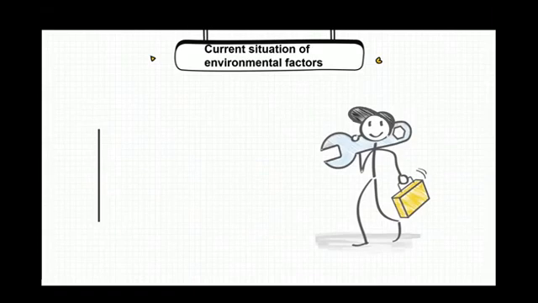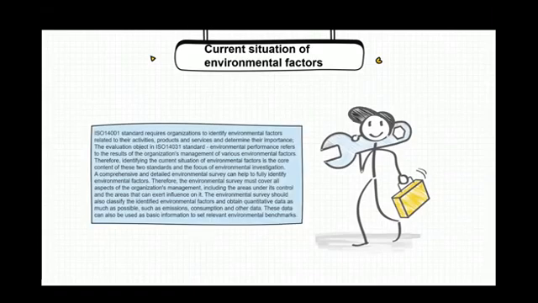The evaluation object in the ISO 14031 standard environmental performance refers to the management results of various environmental factors of the organization.